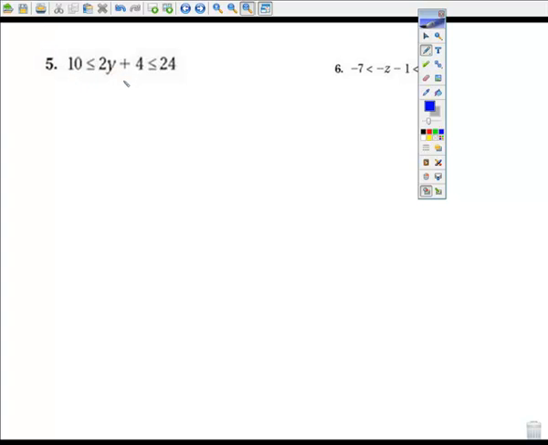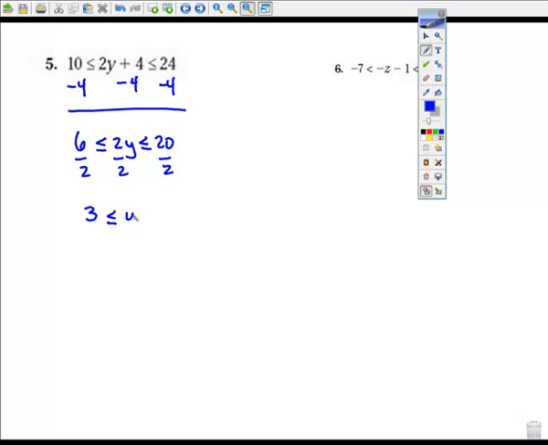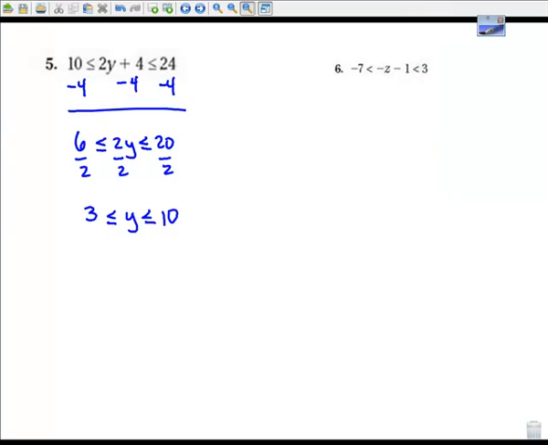So the first thing I want to do here is subtract the 4 all the way around. So I get 6 is less than or equal to 2y is less than or equal to 20. And now I divide everything by 2. So I get 3 is less than or equal to y is less than or equal to 10. And then you would graph this. It's not asking me to graph it right now, so I'm not going to, but you would do a closed circle on the 3, on the 10, shade in between.